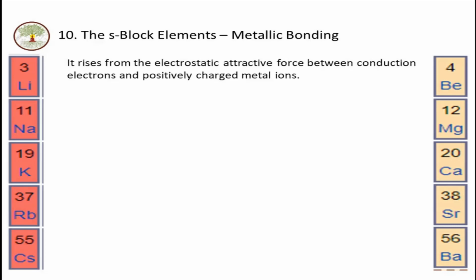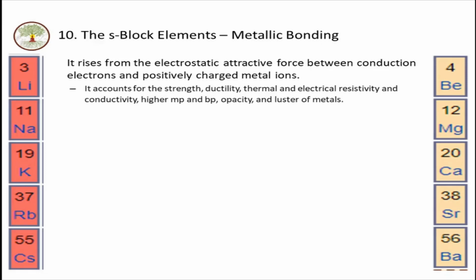It arises from the electrostatic force of attraction between the conduction electrons in the form of electron cloud of delocalized electrons and positively charged metal ions. This metallic bonding accounts for the strength, ductility, thermal and electrical resistivity and conductivity, higher melting and boiling point, opacity and luster of metals.